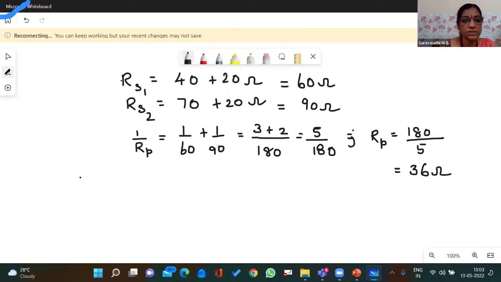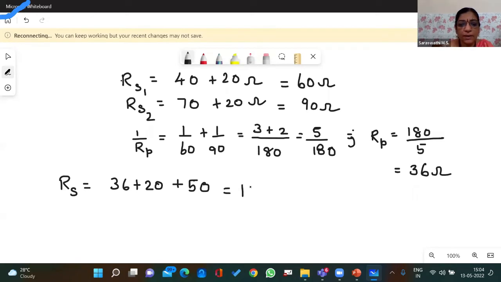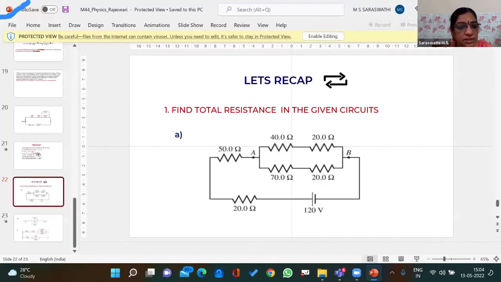Right? Now this is going to be in series with 20 ohms. And what is the other one? 50. 50, ma'am. Yes, 50. So what will be the total resistance? 106. Correct? 106 ohms is going to be the total effective resistance of the combination of resistors. Clear?